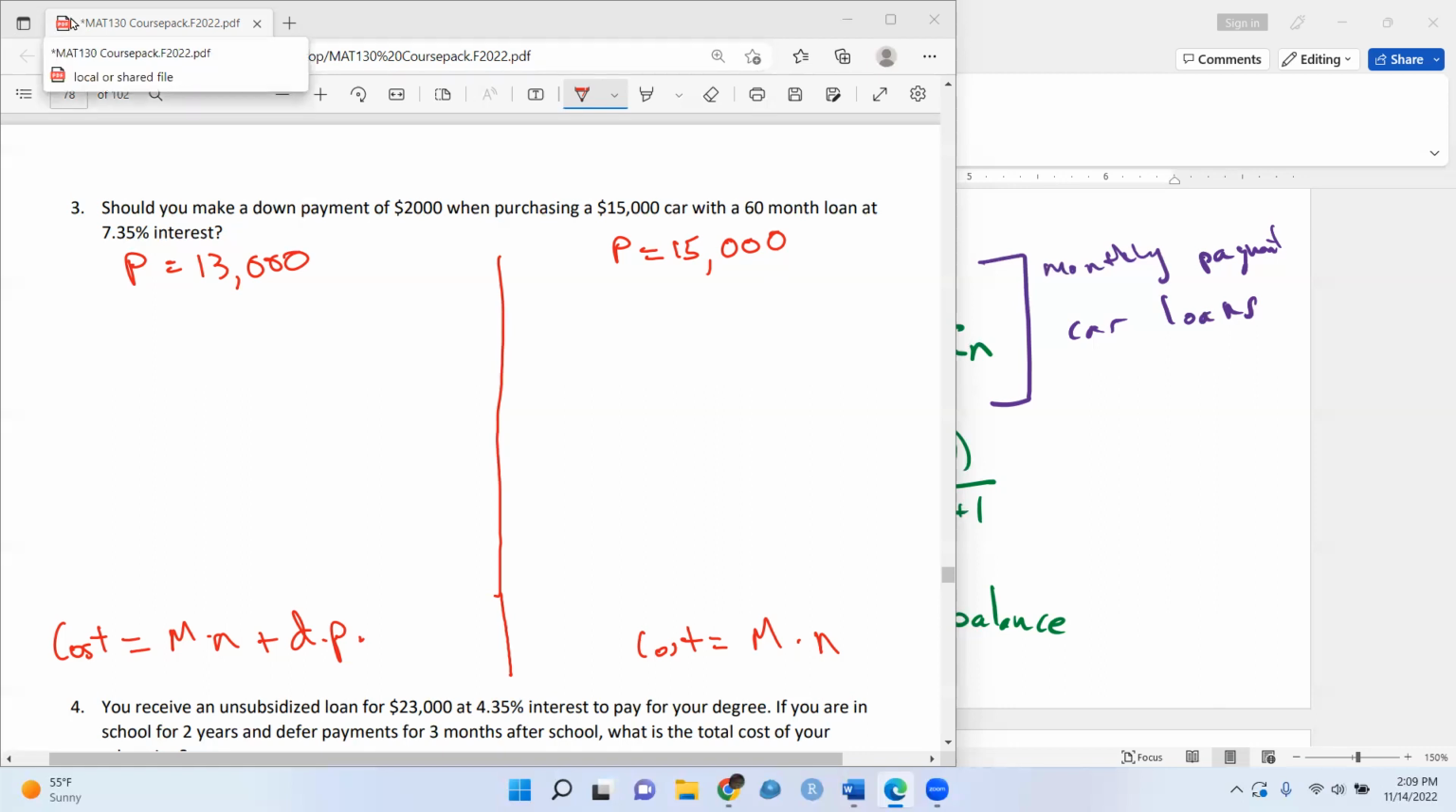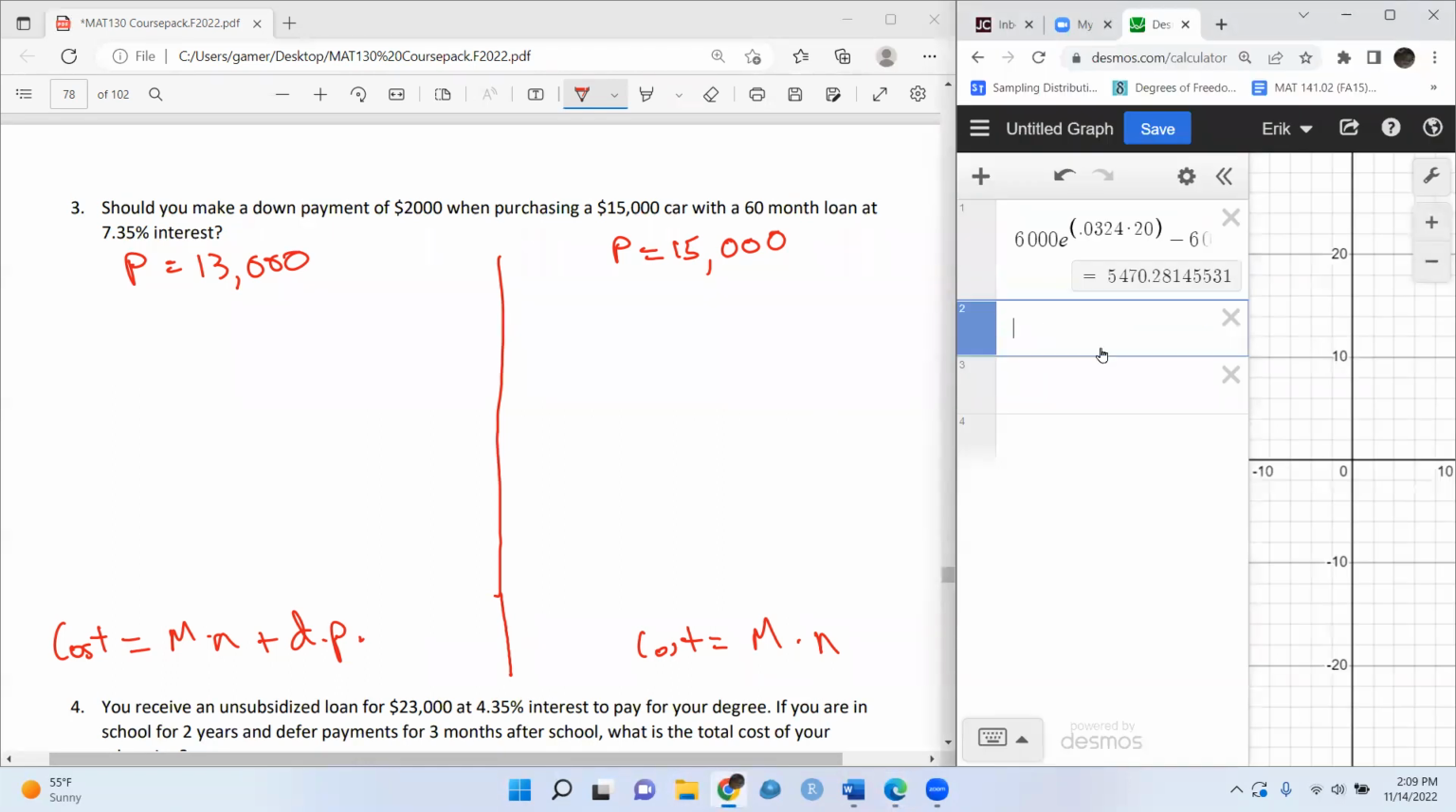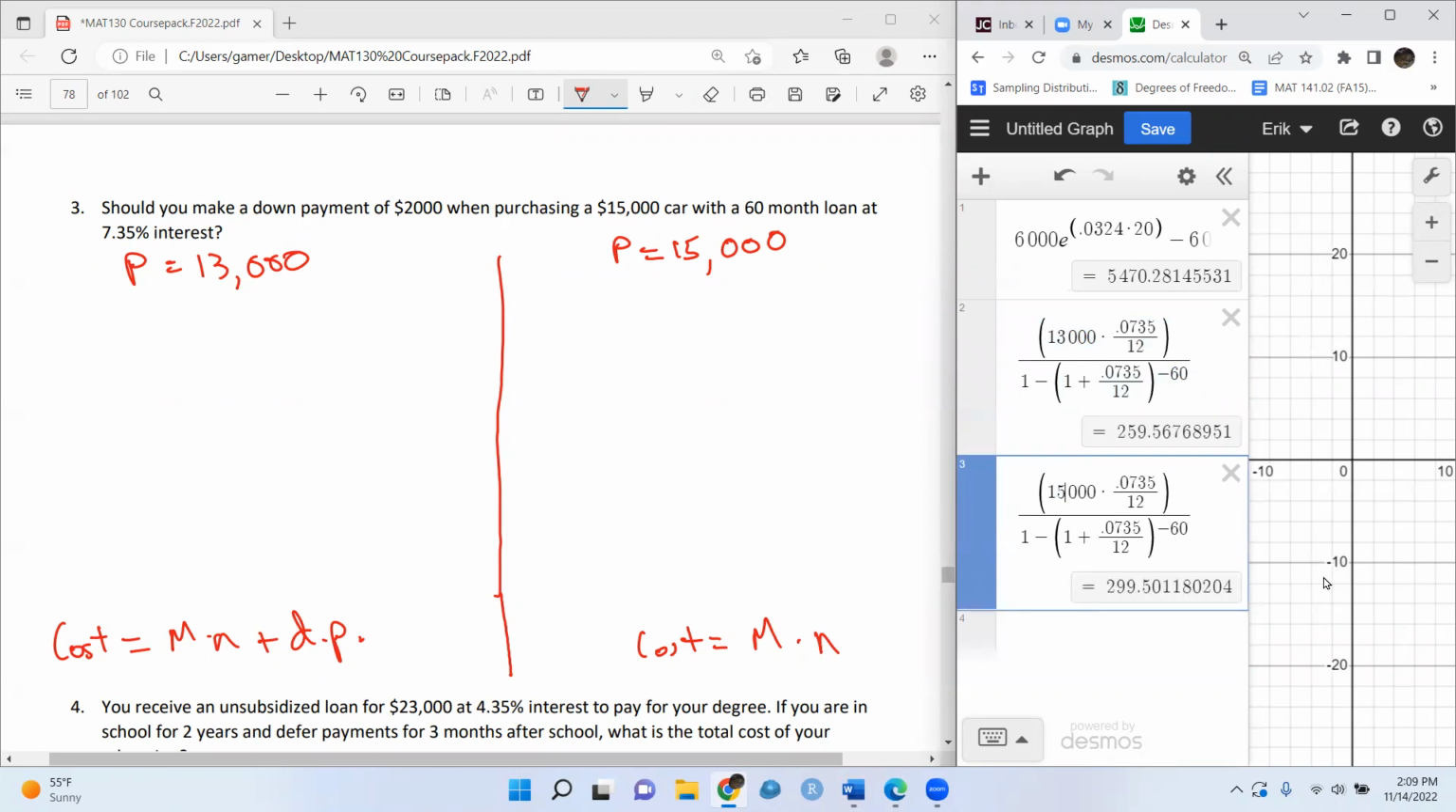All right, anyone got an answer? Really, I should say, does anyone have a monthly payment calculation for either of these two? I got 259.57 for the first one. Okay. For the second one, I got 299.50. Alrighty, let's see if I agree. I do agree with that one. And let's see if I agree with this one. I think I did. I don't know what you all said. Cool, good.